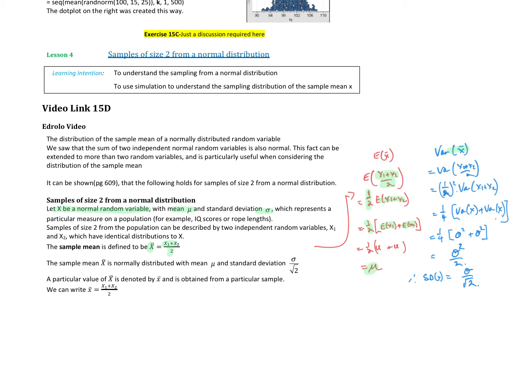What about the variance? So the variance of (x1 plus x2) on 2, again, it's a linear expression. So we know that that half can come out the front, but it's a half squared. So that gives me a quarter out the front, variance of x1 plus variance of x2. We know that the variances are the same, so sigma squared. So if I add them up, I end up with sigma squared on 2, which means that's the variance. So the standard deviation is the square root of that, which is sigma on root 2. So if I had a sample of 2, my expected value is mu, my standard deviation is sigma on root 2.